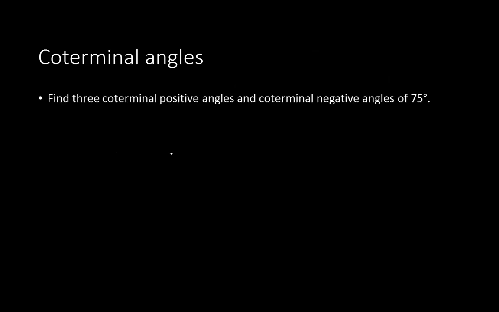Find three coterminal positive angles and coterminal negative angles of 75 degrees. How do we get this? It's just like what I did earlier in my previous video about coterminal angles. If you're asked to find three positive coterminal angles, you should have only positive coterminal angles. To ensure that, add 360 degrees, which for me is far better.